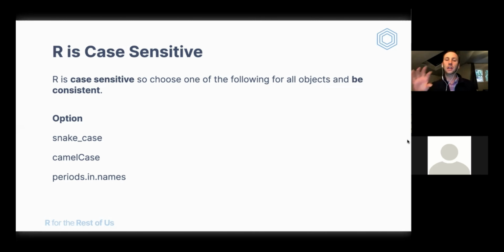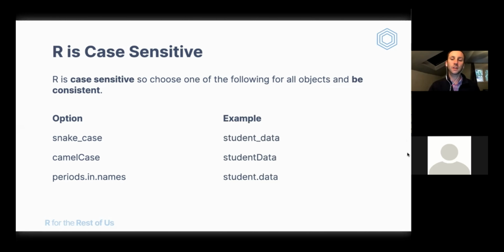There's snake case, where you write a word and then an underscore to separate between words. So snake underscore case, camel case, periods in names. I am a big fan of snake case. That's what I like doing a lot. For example, if you wanted to create an object called student data, I would probably do student underscore data. But again, I've written examples of what you can do if you want to create objects with other approaches.